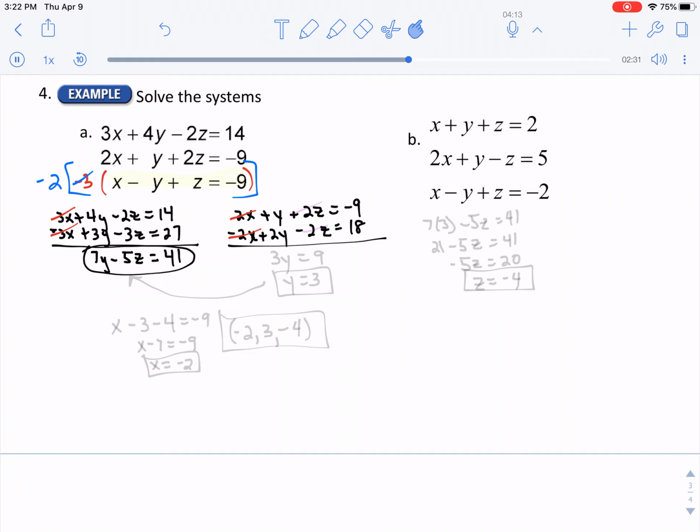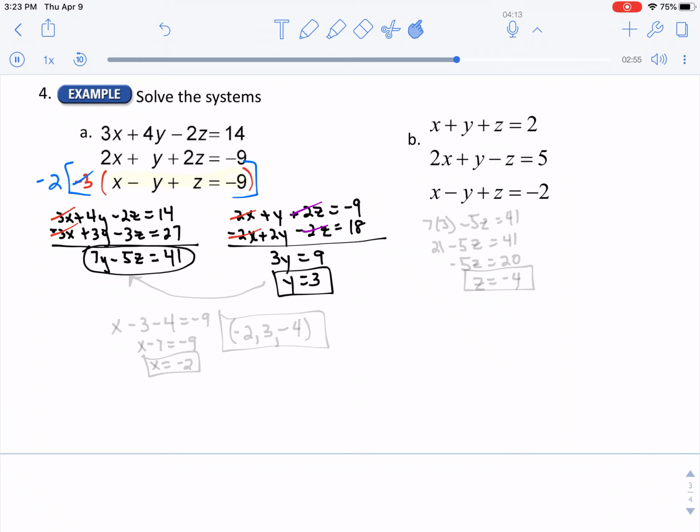Now I get 3y. Oh, look, the z got eliminated also. Nice. So the z is gone. So I get 3y equals 9. Divide both sides by 3, and I get y equals 3. All right, I have y. Now I'm going to go back into either one of these two equations.